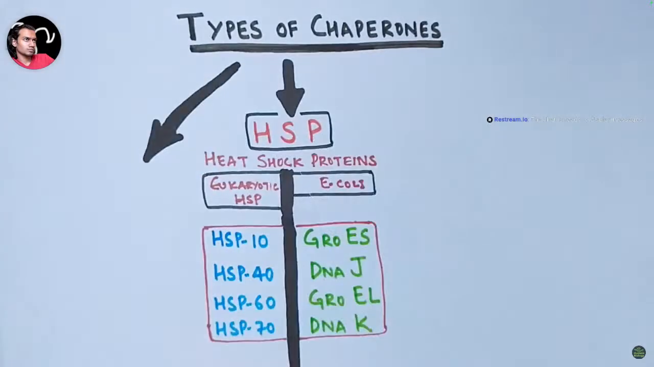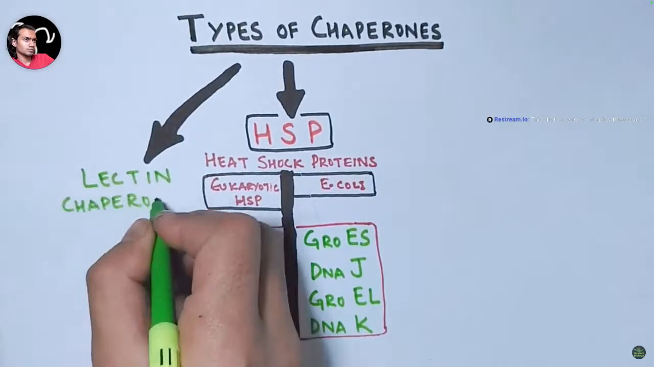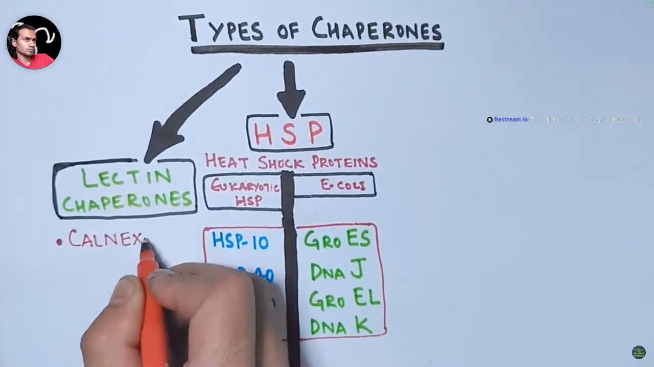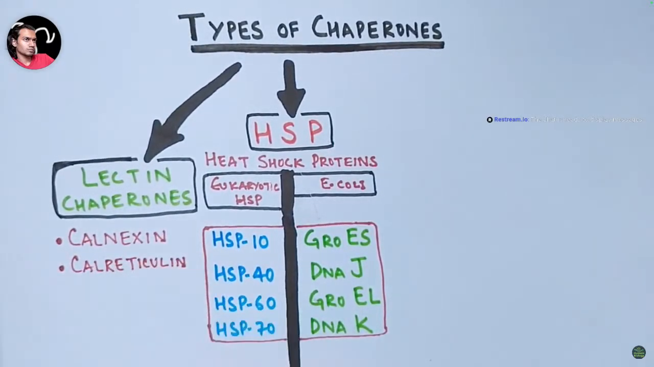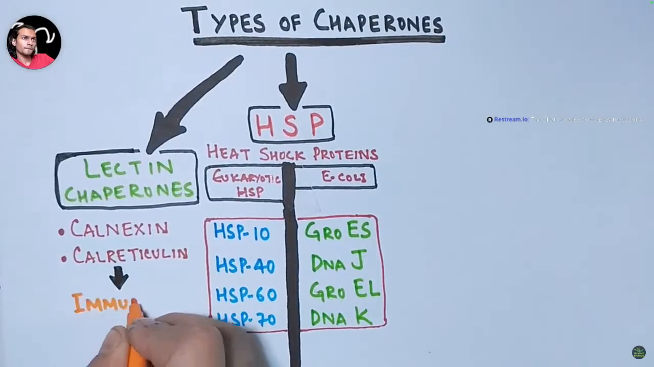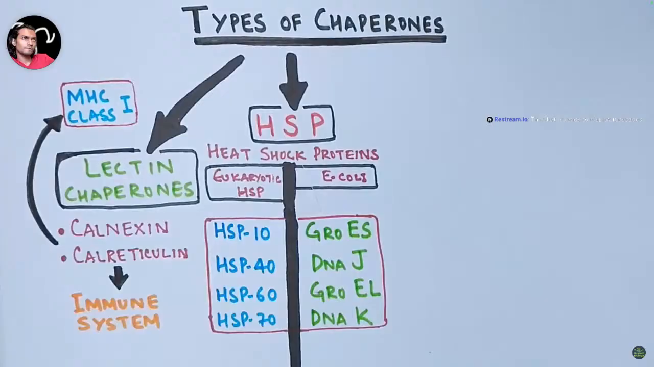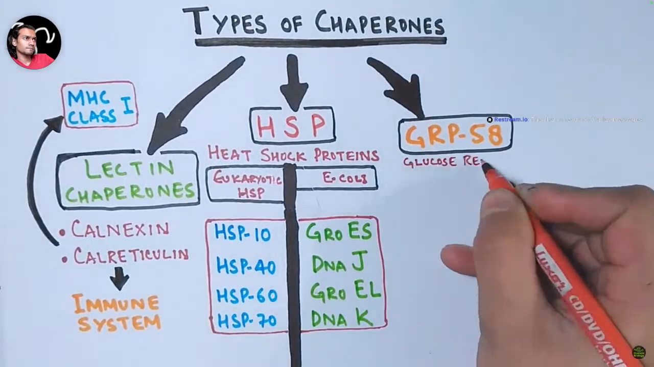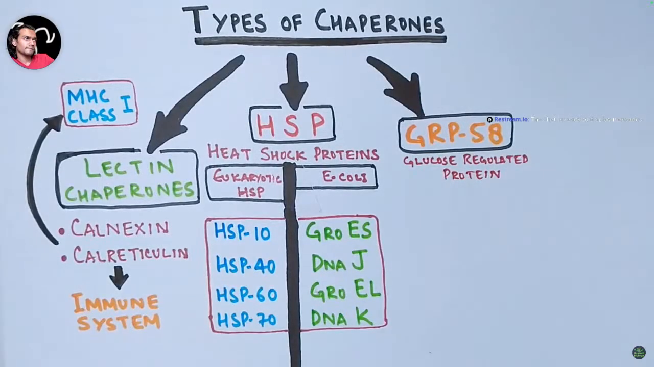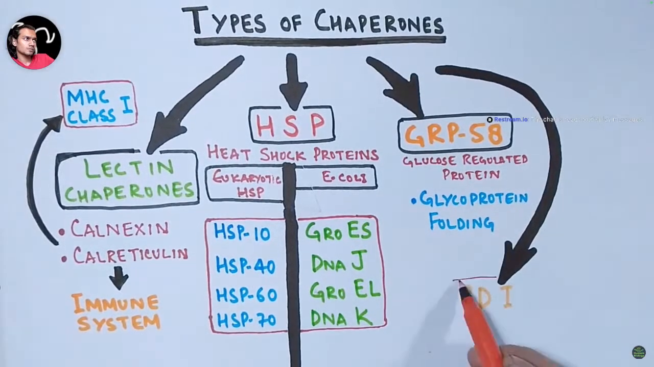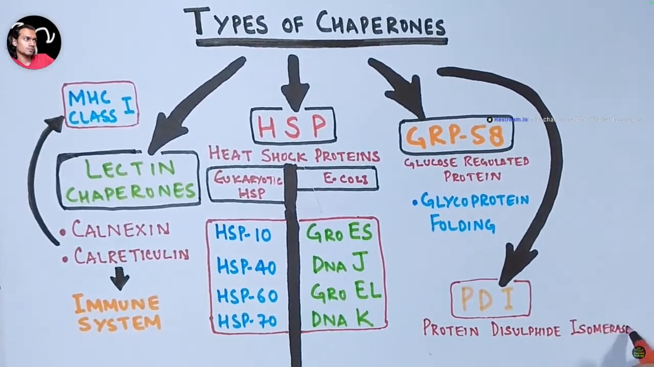Then we have another class of chaperones called lectin chaperones, which includes two chaperones. One is calnexin, the other one is calreticulin. Both are mediated via the calcium IP3 pathway. Both chaperones have functions in the immune system also, like antigen presentation processing in MHC class 1 molecules. Then we have GRP58 protein, that is a glucose regulated protein chaperone that assists in glycoprotein folding. Another protein folding chaperone is PDI, that's protein disulfide isomerase.